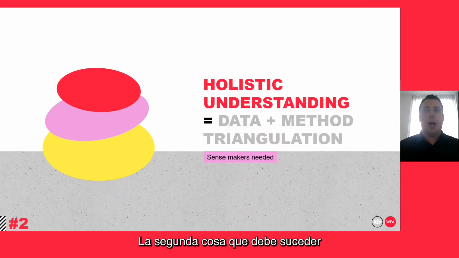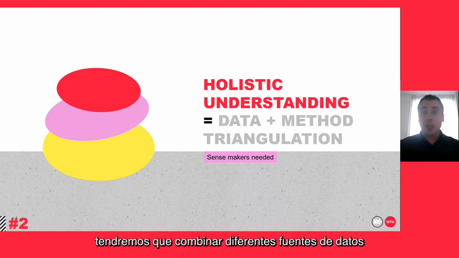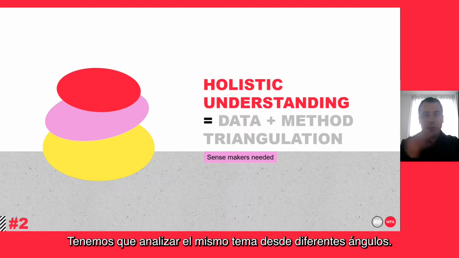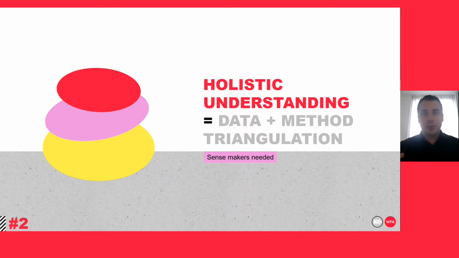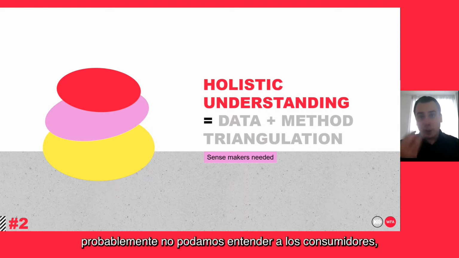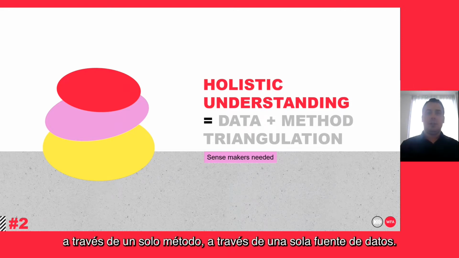The second thing that needs to happen is, if we deeply and holistically need to understand humans and human behavior, we will need to combine different data sources and different methodologies. As it's called, triangulation. We need to look at the same issue from different angles. And that is truly important because in today's complex world, probably we cannot understand consumers, humans deeply through just one method, through just one data source.